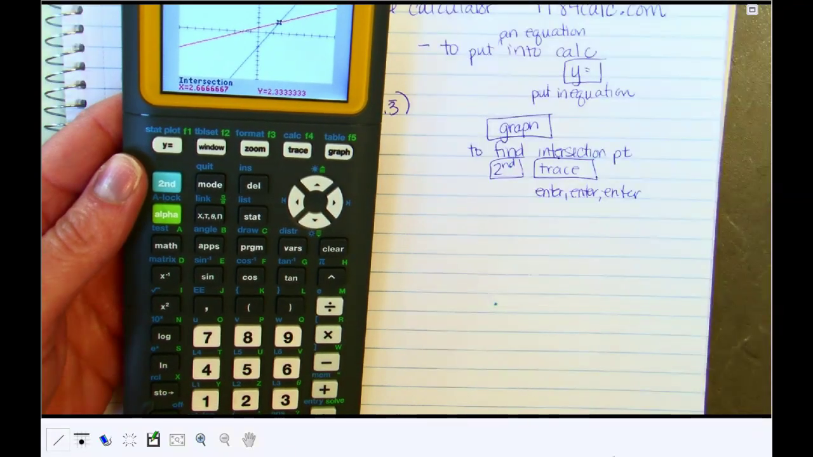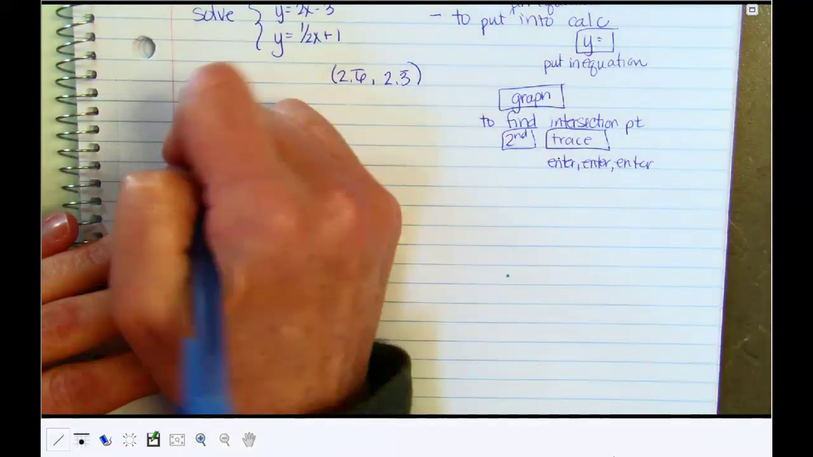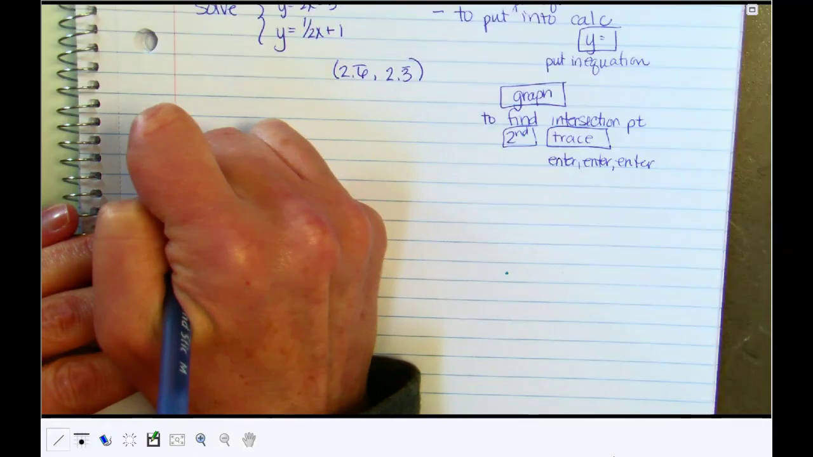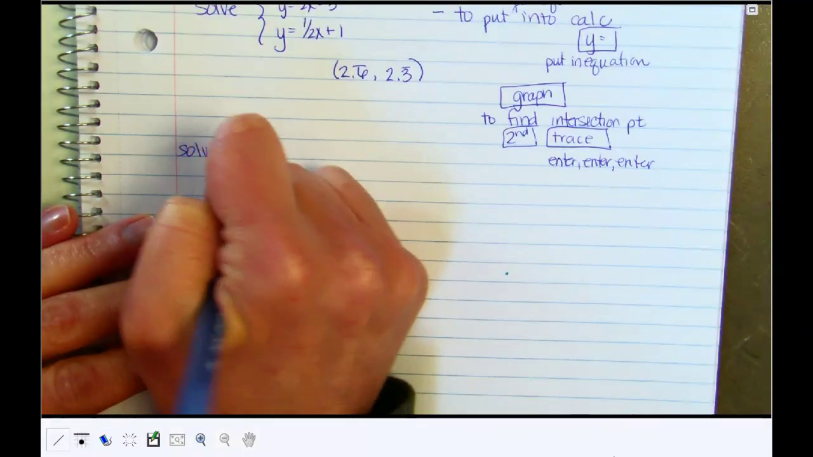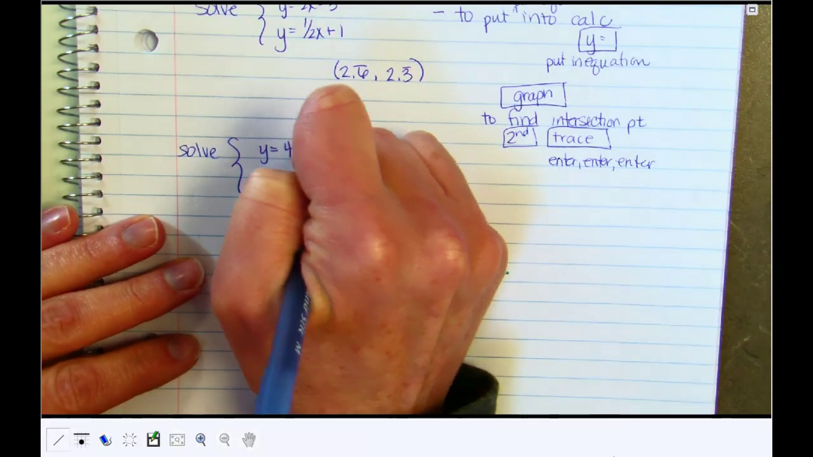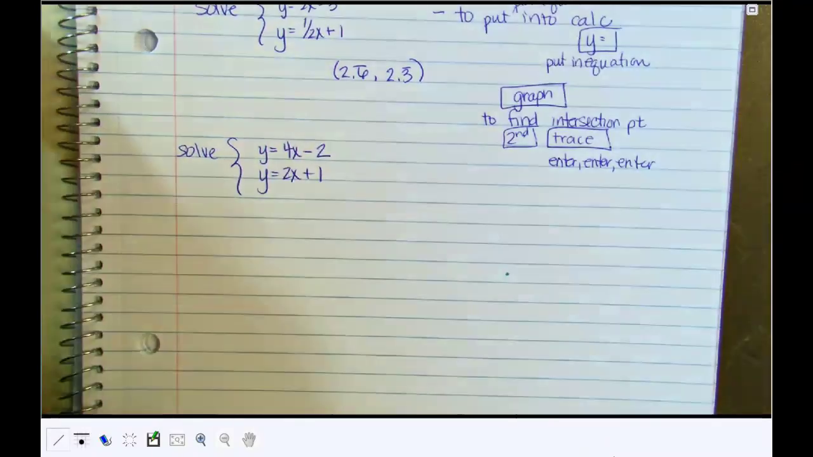Okay, we're going to do another one so that you can see how to do this again. I'll talk you through it, but this time we're not writing. Okay, so we're going to solve y equals 4x minus 2 and y equals 2x plus 1.